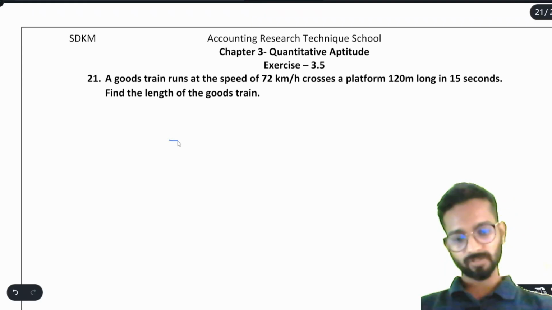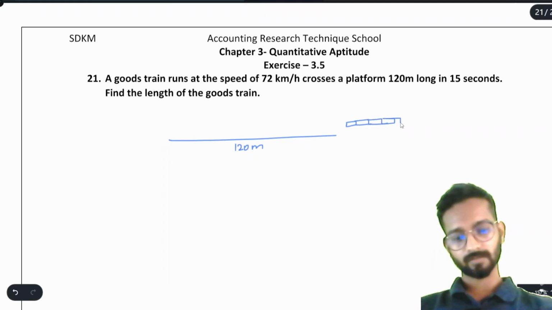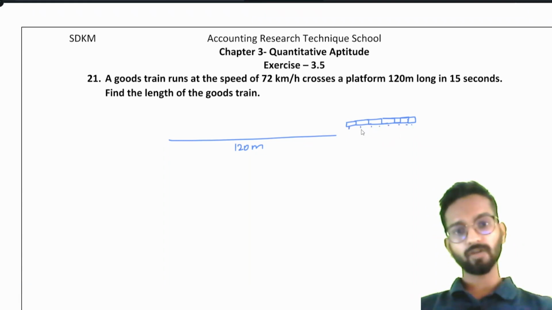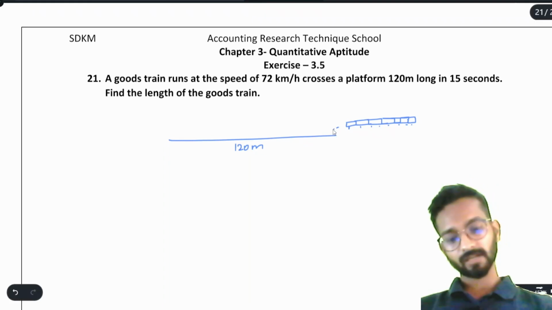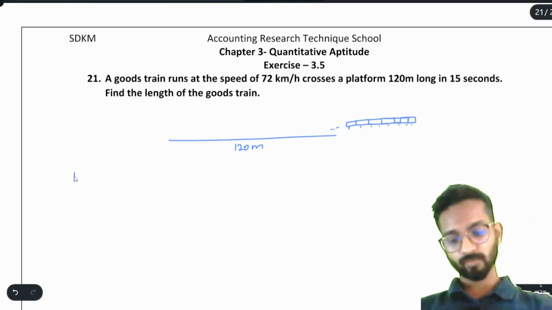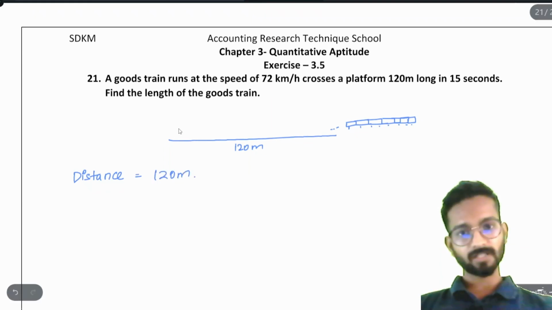Understand. Suppose this is a platform of 120 meters long. They are saying a goods train is running at the speed of 72 km per hour. Suppose here it is the train. Now understand this: when the train has to cover 120 meters, the moment the train comes here, it will cross the entire platform. It means understand what distance it has to travel. It will cover the entire platform of 120 meters. Distance is 120 meters for the platform.